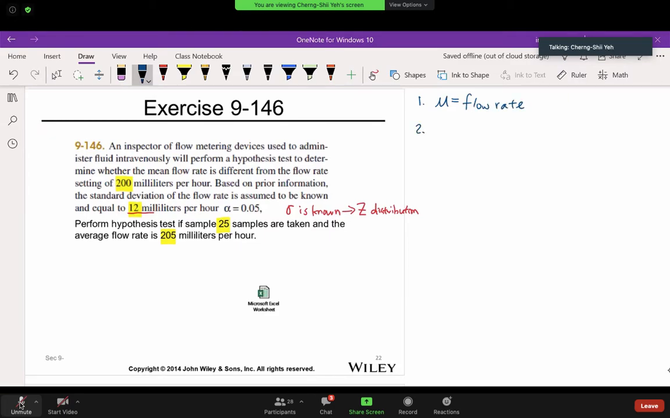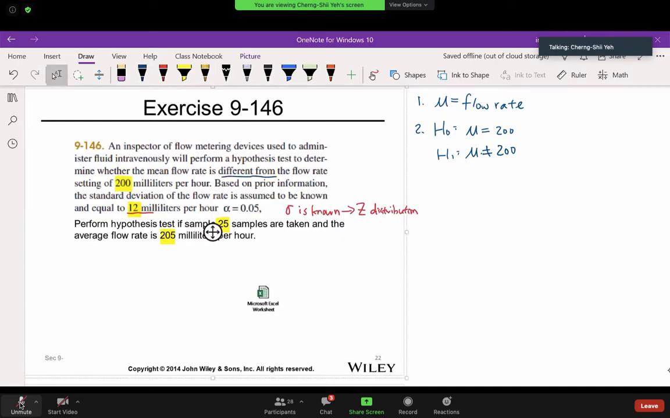Okay, number 2, what is the null hypothesis? Again, we wanted to see if the actual average flow rate meets the setting of 200 milliliters per hour. So we believe our current process flow rate is exactly 200 milliliters per hour, while the alternative is what we're trying to prove: whether this is different from, not equal to. I derived it from here, different from the flow rate setting.